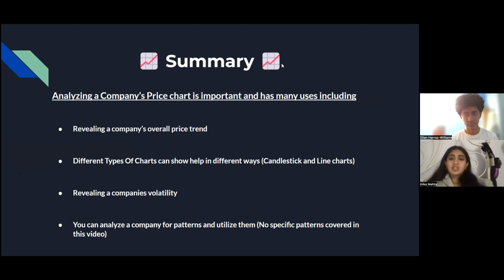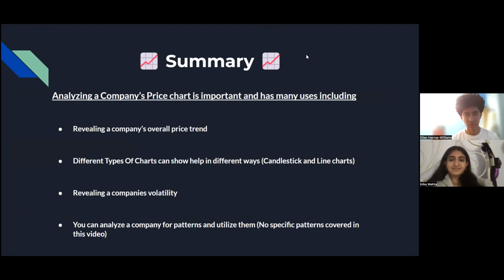And just to summarize, we've analyzed that a company's price chart is important and it has many different uses, including revealing a company's overall price trend. Different types of charts can help in different ways. For example, the candlesticks and the line charts we just discussed. We can reveal a company's volatility, which is basically how it varies. And you can analyze a company for patterns and utilize them. We didn't cover specific patterns in this video, but we hope to get to that in the next video.